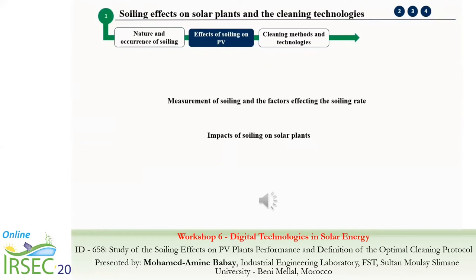On the other hand, soiling deposition on PV panels serves as a thermal barrier from the sun's insolation, which leads them to be cooled several degrees. This cooling may increase the open-circuit voltage, but it decreases the short-circuit current.